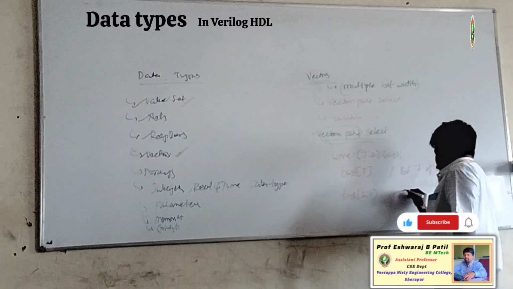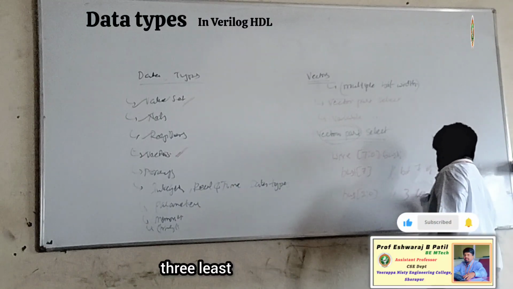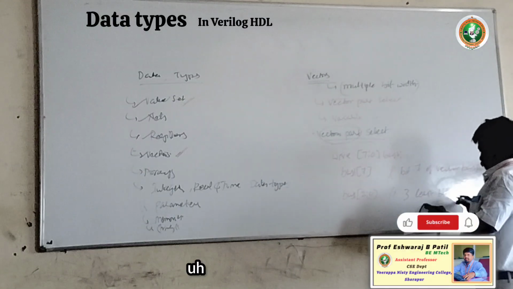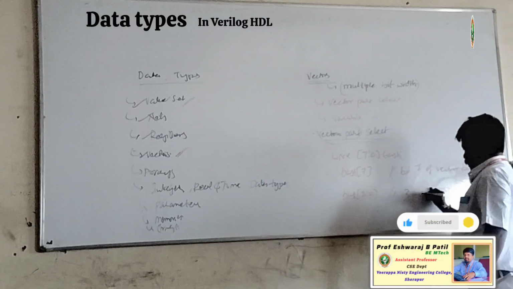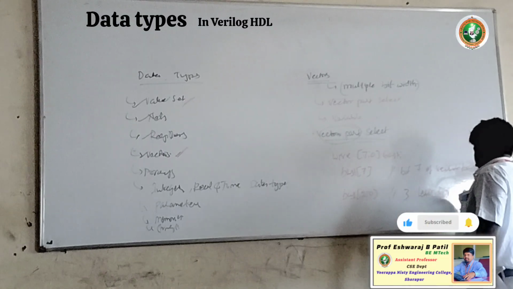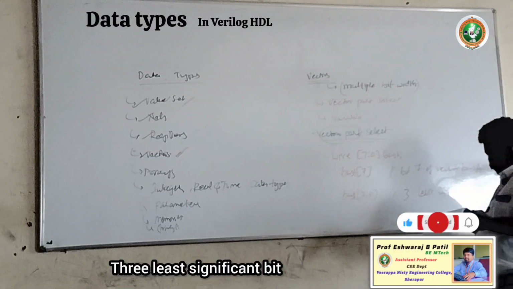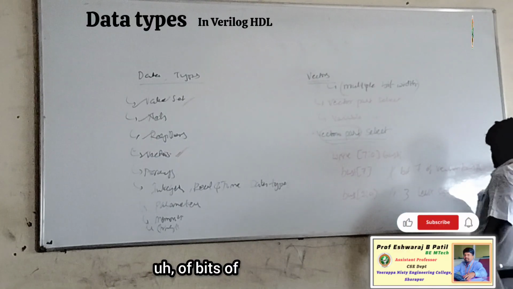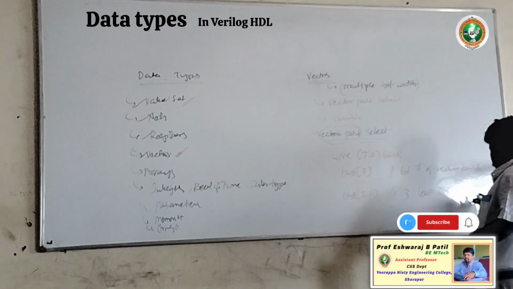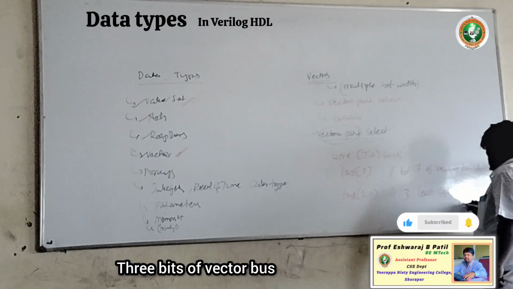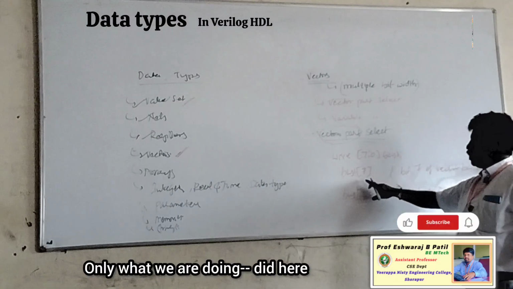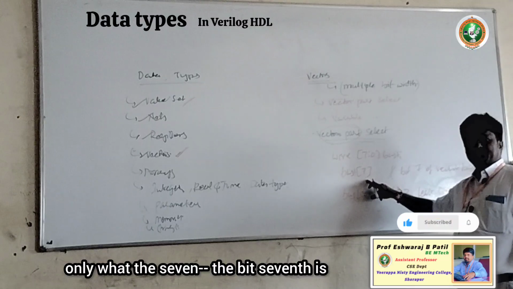3 least bits, that is, the 3 least significant bits of the vector bus. Only what we did here, only the bit 7th is what we have selected here.